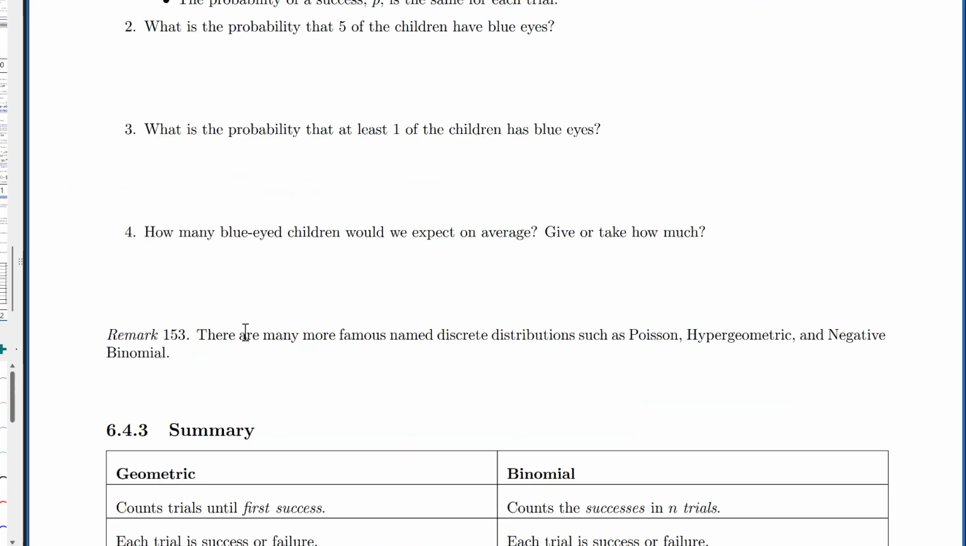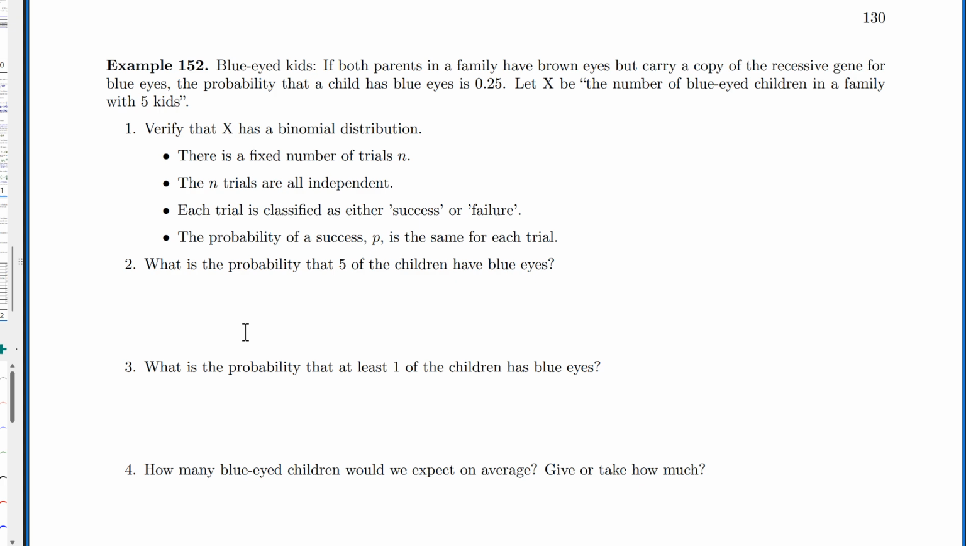Let's do one more problem just for practice. If both parents in a family have brown eyes but carry a copy of the recessive gene for blue eyes, the probability that a child has blue eyes is 0.25. Let x be the number of blue-eyed children in a family with 5 kids. Okay. So first, verify that x has a binomial distribution.